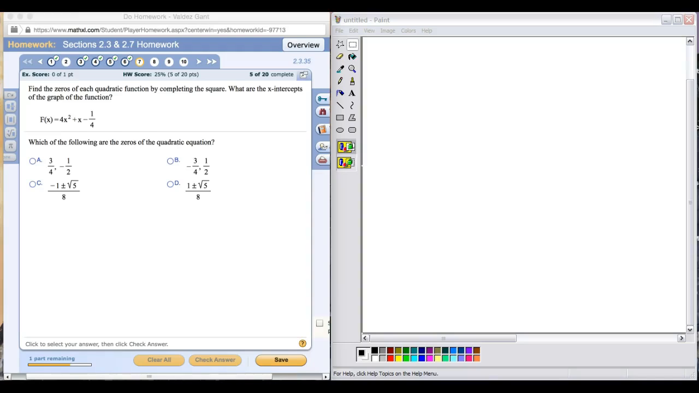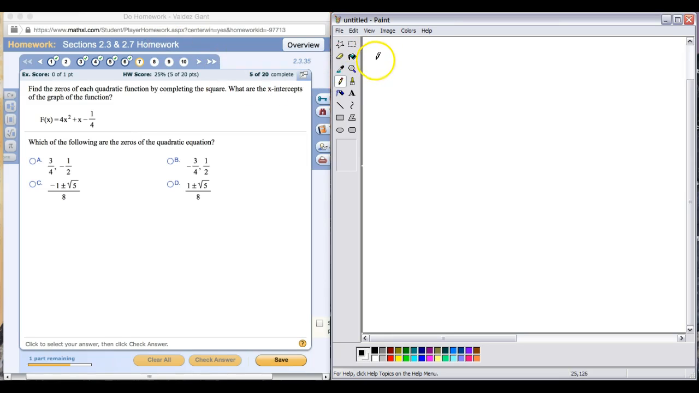Alright, so this is the second part of solving quadratic functions by completing the square. I'm going to go ahead and do this example. We're asked to find the zeros of a quadratic function by completing the square. What are the x-intercepts? In the last video, I did it two different ways. I'm just going to stick to one version now.